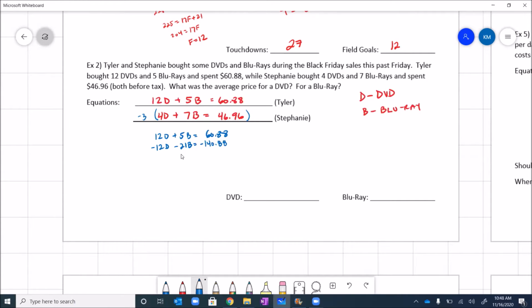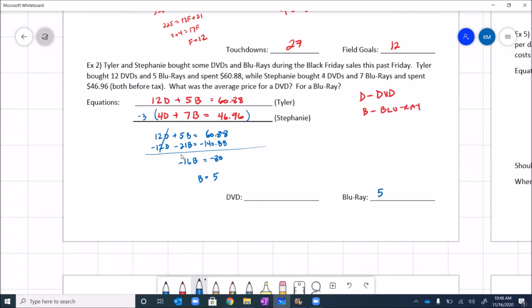That would be negative. Okay, so now I combine my like terms, or add these two, that gives me 0. Gives me negative 16B equals negative 80. And so then I found that my Blu-ray costs $5. Pretty good sale. Or bad Blu-rays.